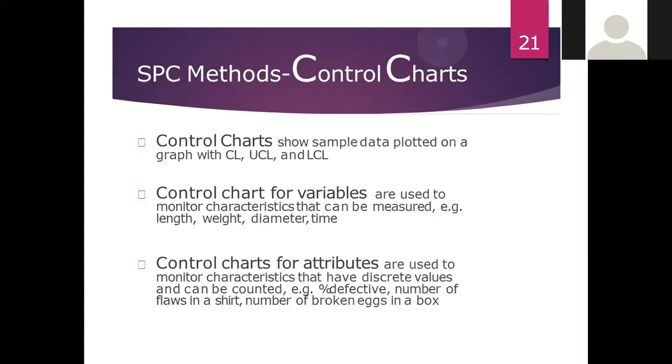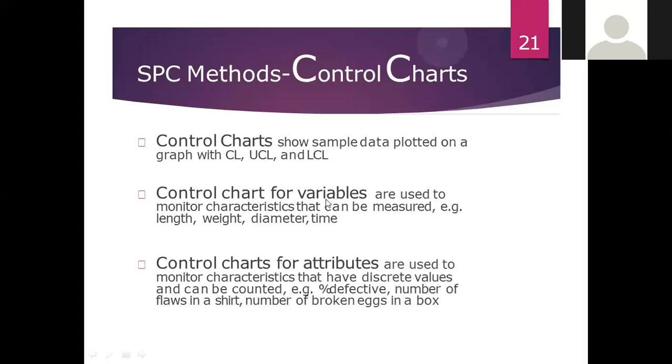Number of eggs, right? You cannot tell 5.6 eggs or 10.2 eggs. Eggs cannot be in decimals. Or number of shirts, production of shirts. You cannot tell 100.5 shirts. There is no 0.5, no decimal for shirts. So for that type of discrete attributes, the control chart for attributes can be drawn.